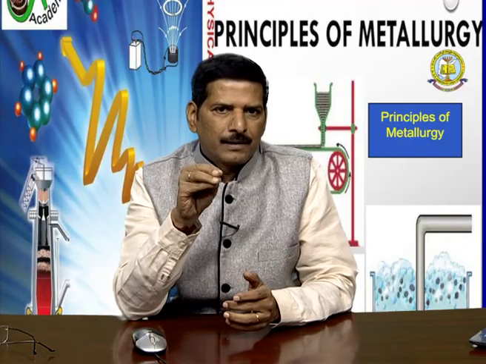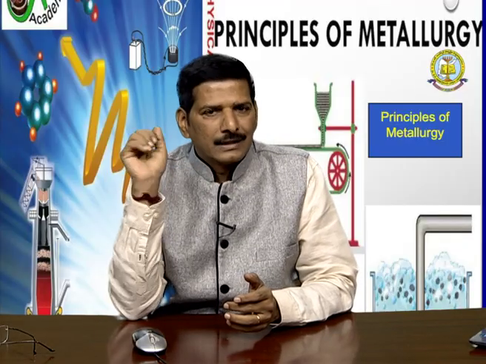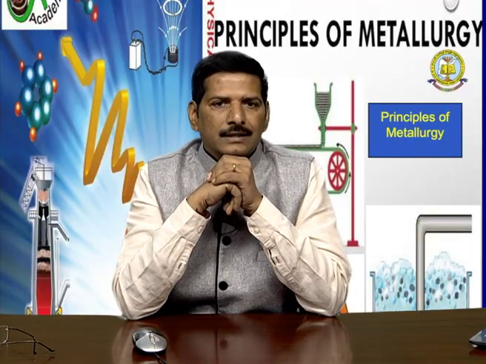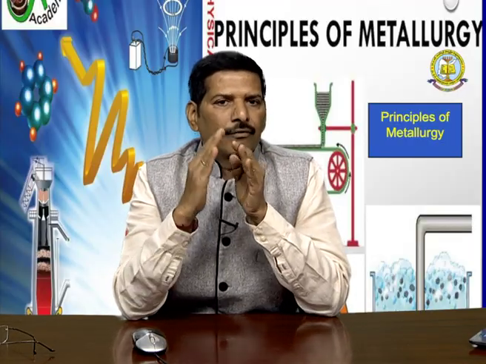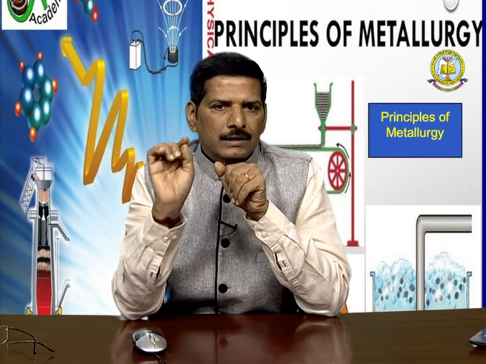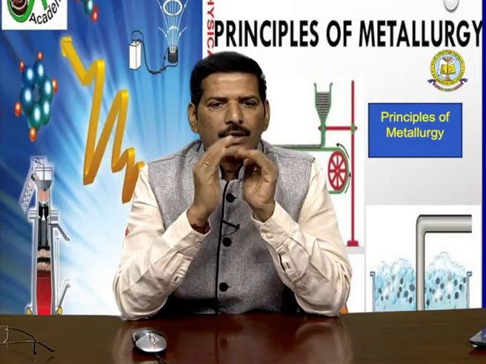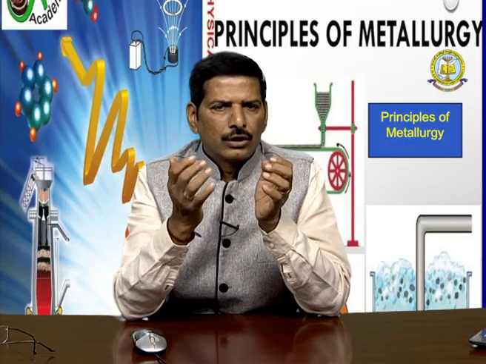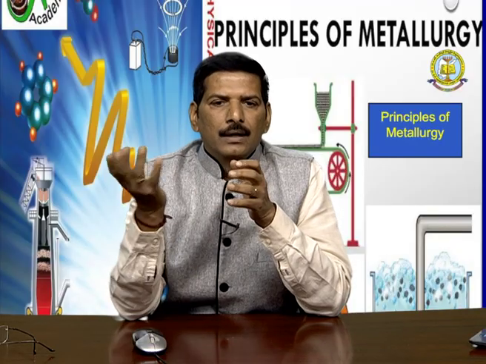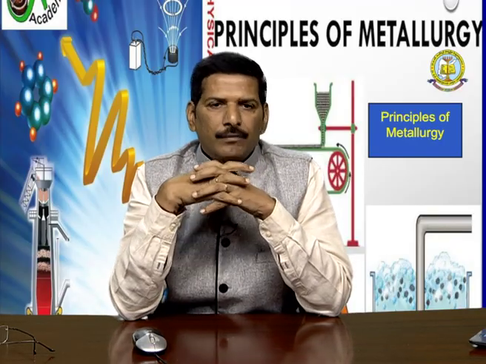Suppose you take gypsum and heat it at 120 degrees centigrade, the half water molecule evaporates. The remaining part, CaSO4 1/2 H2O, is called plaster of Paris. Generally we call it POP. We use it in the preparation of statues.